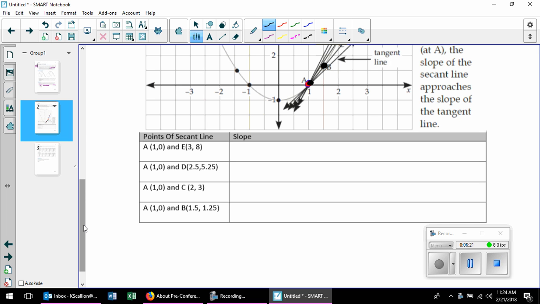So what's the slope between A and E of that secant line? Change in y over the change in x. So I'm going to have 8 minus 0 over 3 minus 1. So I've got 8 over 2. So my slope is 4.